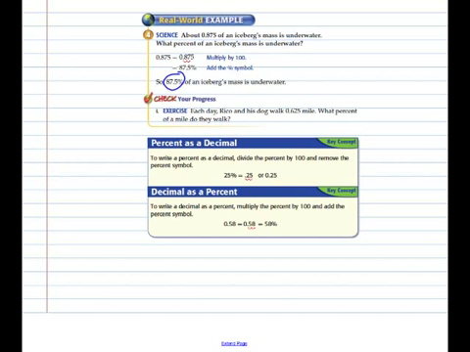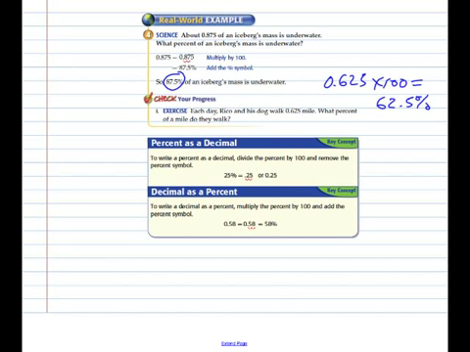Each day Rico and his dog walk 625 thousandths of a mile. What percent of a mile do they walk? Well, again, 0.625 times 100 becomes 62.5%.